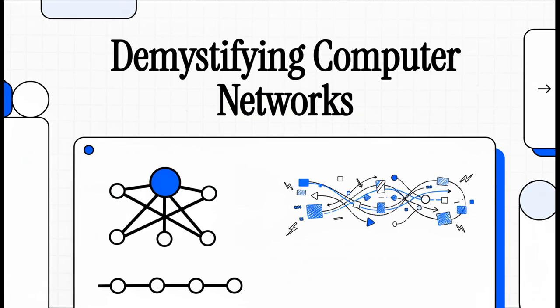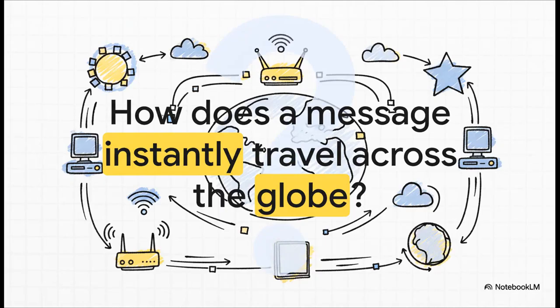Welcome to The Explainer. Today, we're going to pull back the curtain on the invisible architecture that, well, pretty much runs our entire world: computer networks. I mean, have you ever really stopped to think about it? How does a message you send instantly travel across the globe? Let's get into the magic that makes it all possible.